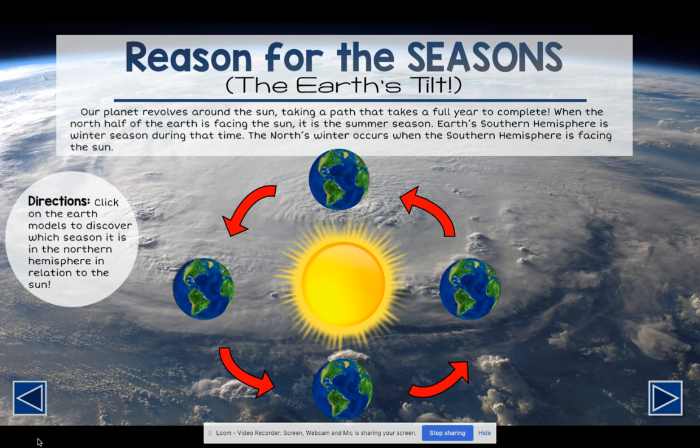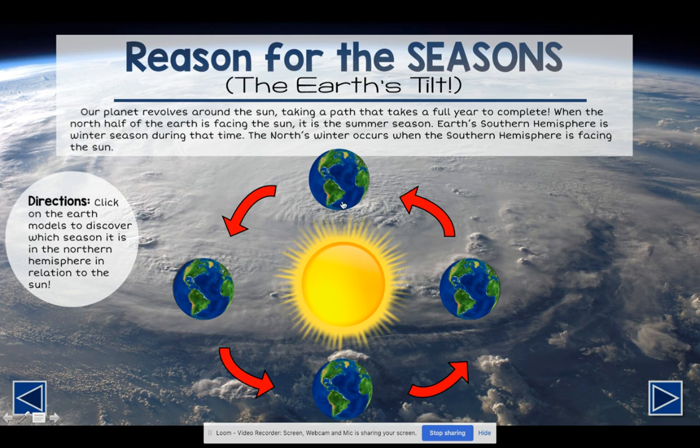Our planet revolves around the sun, taking a path that takes a full year to complete. So the Earth will revolve around the sun in 1 full year, so 365 days. When the north half of the Earth is facing the sun, it is summer. Earth's southern hemisphere is in winter season during that time. The northern winter occurs when the southern hemisphere is facing the sun.